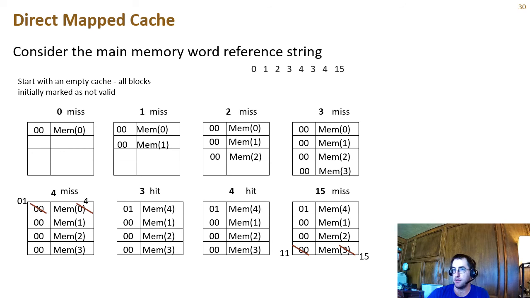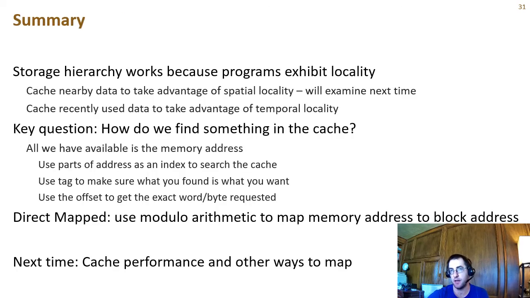So that's a crash course introduction to caching and the direct map cache. This example had 8 requests and 6 misses, so it has a very low hit rate of only 25%, 2 out of 8. In practice, caches do a lot better than that, and we'll see more of that in the future.